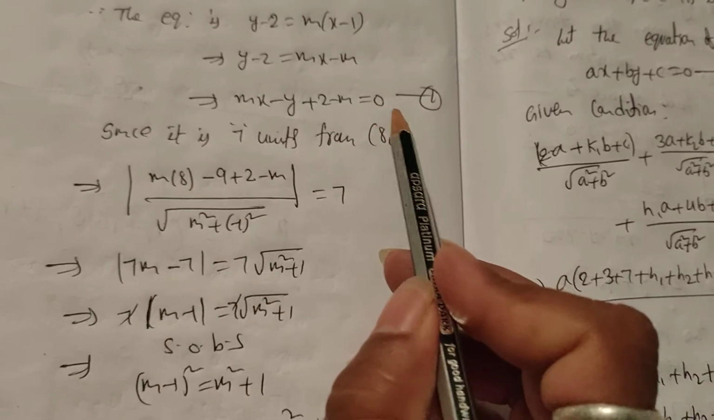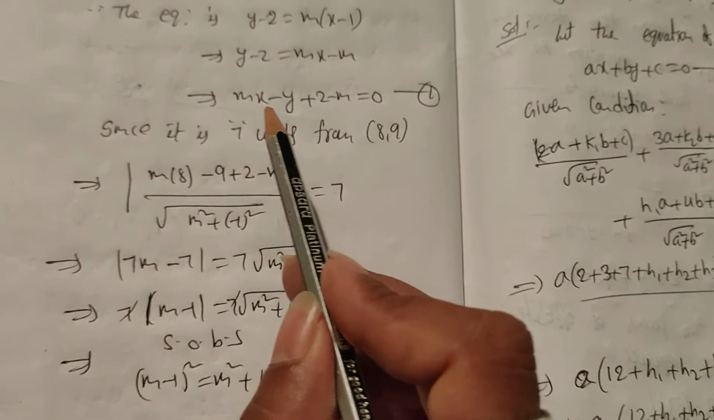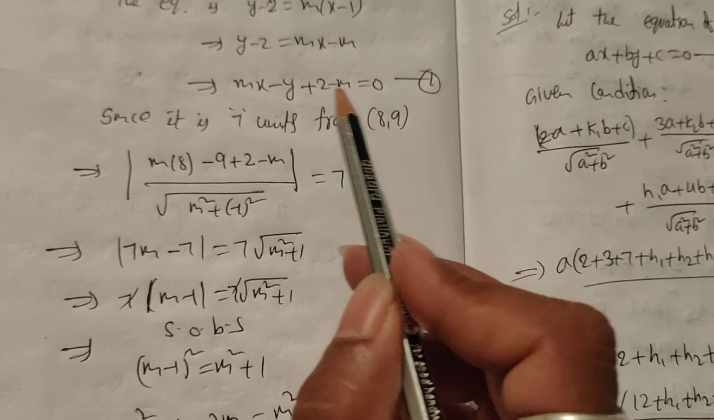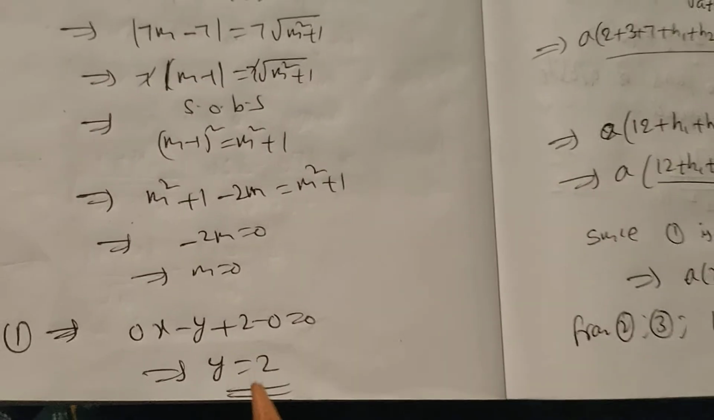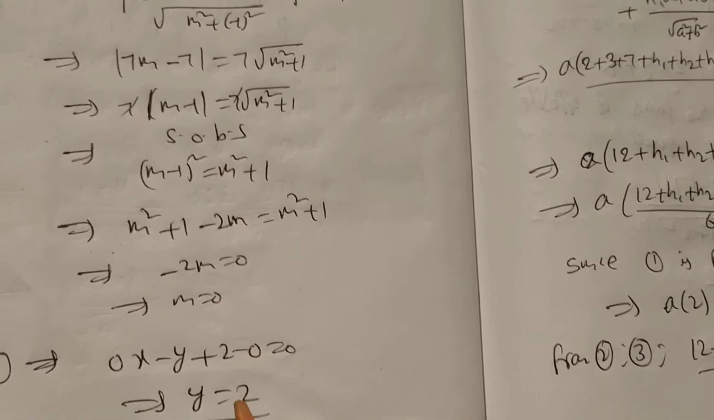So m is equal to 0. If you substitute in the first equation, 0x minus y plus 2 minus 0 is equal to 0. That means minus y plus 2 is equal to 0. So y is equal to 2. This is the answer for this question.